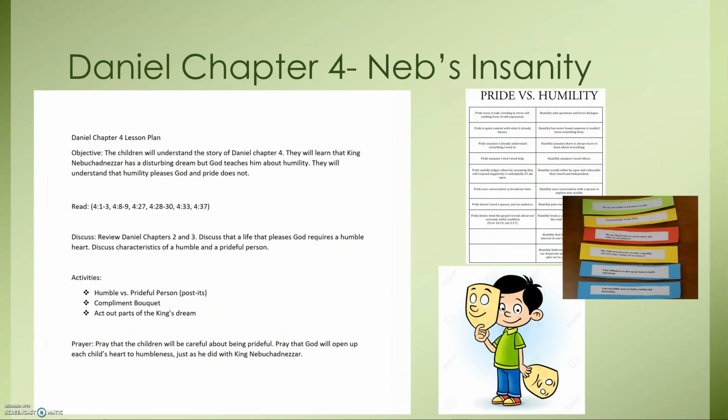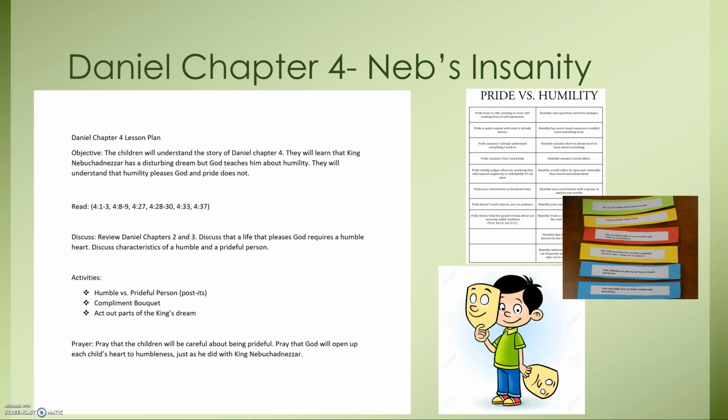For Daniel chapter 4, Nebuchadnezzar's insanity, for the activities, this is about the humble and prideful person. So on the board on the wall, you could have one side being pride, one side being humility, and describe them to the kids, and then help them put post-its up, one for each side, for what a person might do or say or act like for a prideful or a humble person, for them to get a feel for how those people would be or act, and what God probably wants us to be. Maybe have a discussion about that, how he wants us to be humble.